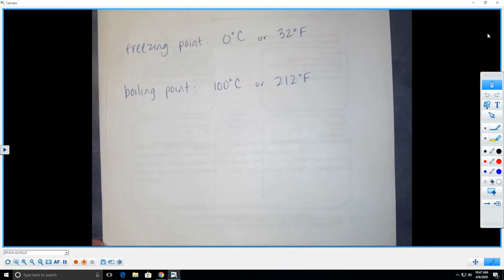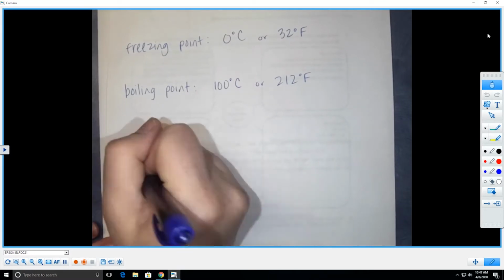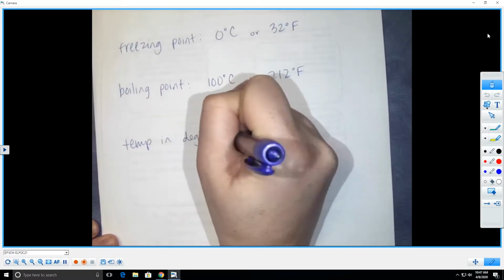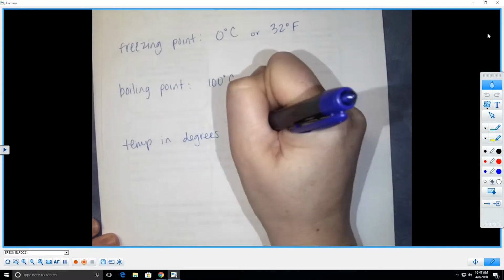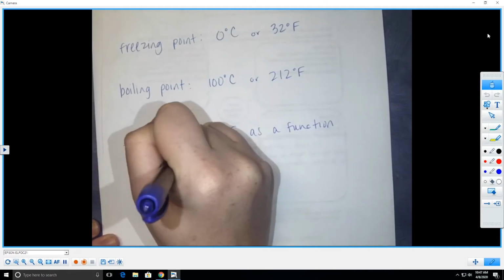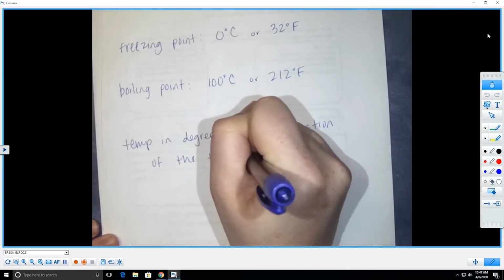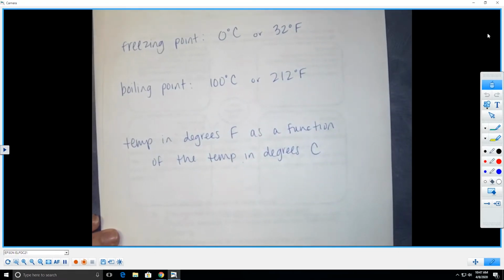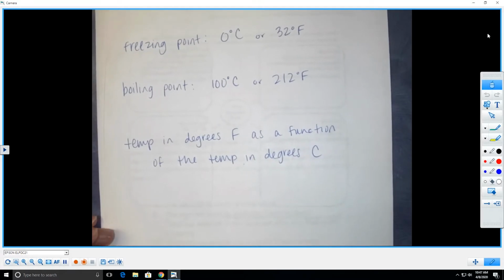So we want to use this information to write an equation that shows the temperature in degrees Fahrenheit as a function of the temperature in degrees Celsius. Are the Celsius temperatures the input value or the output value? So the Celsius temperatures are going to be our input value.